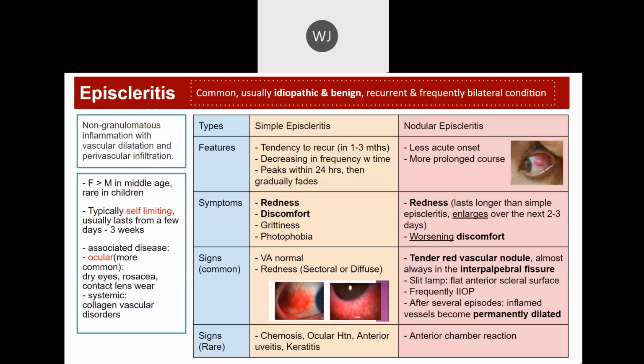So just a very brief look at the similarities and differences between the types of episcleritis. There are 2 types of episcleritis, simple and nodular. Episcleritis is actually idiopathic and also benign. Pathophysiology is unknown. Under the microscope, you can see a non-granulomatous inflammation. It happens more in females in middle age. It is usually self-limiting and lasts a few days to 3 weeks.